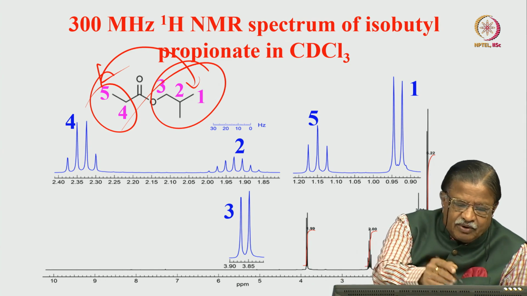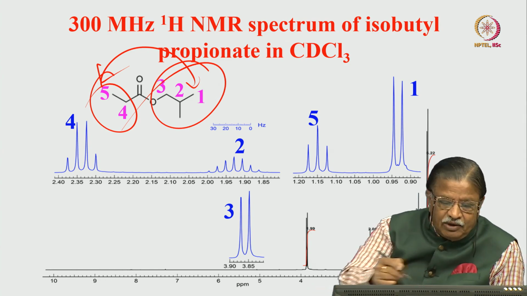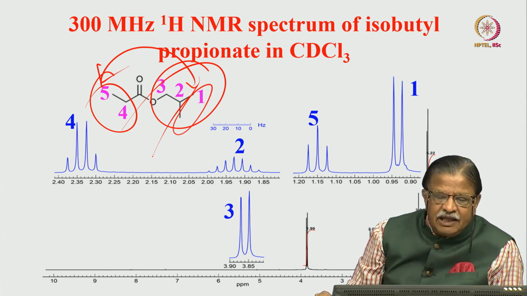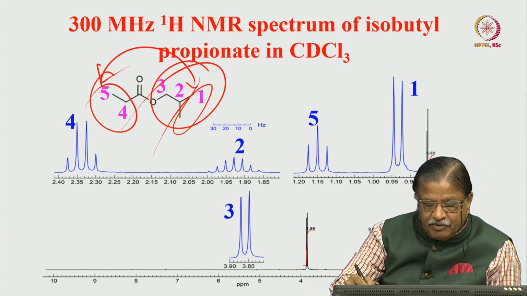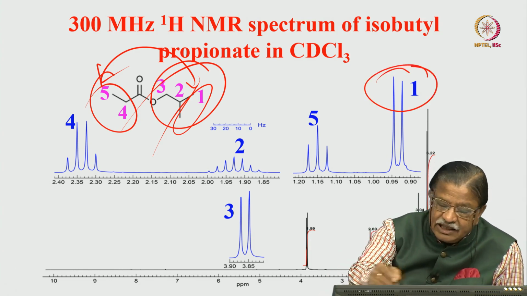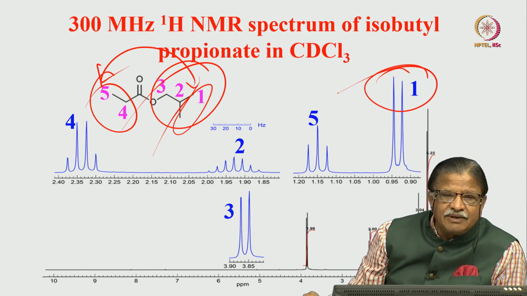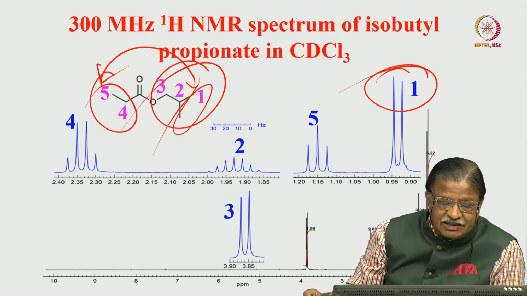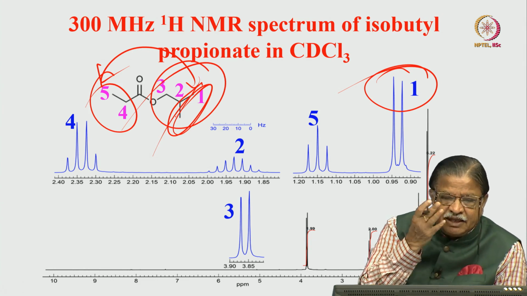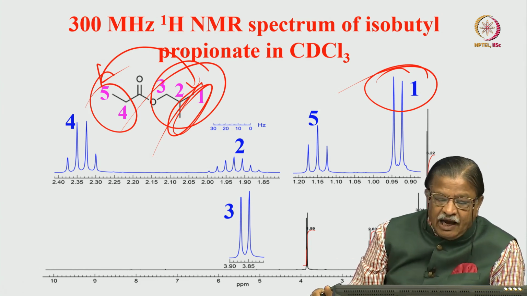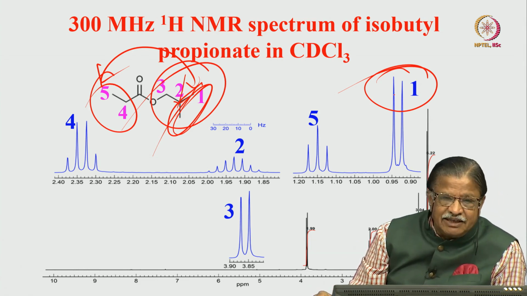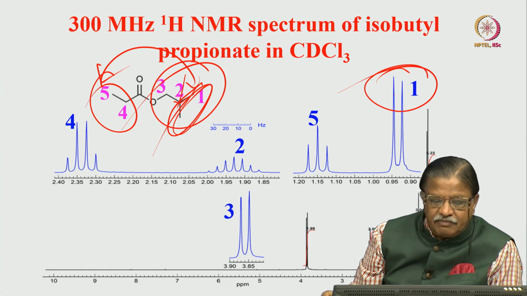Now we have proton 1, 2 and 3. 1, 2, these two are methyl groups. This methyl group is coming to the high field, but if you look at it carefully, this is expanded here, this is a doublet. Why is it a doublet? You should understand these two methyls are equivalent protons, coming at the same chemical shift, and because of splitting with this one it becomes a doublet. This methyl is a doublet because of coupling with this.